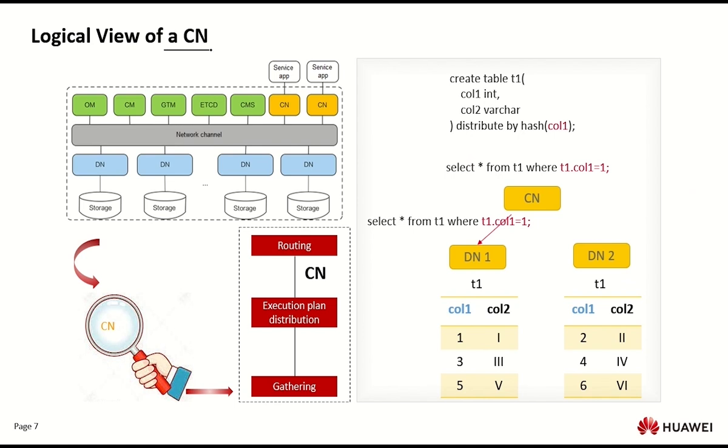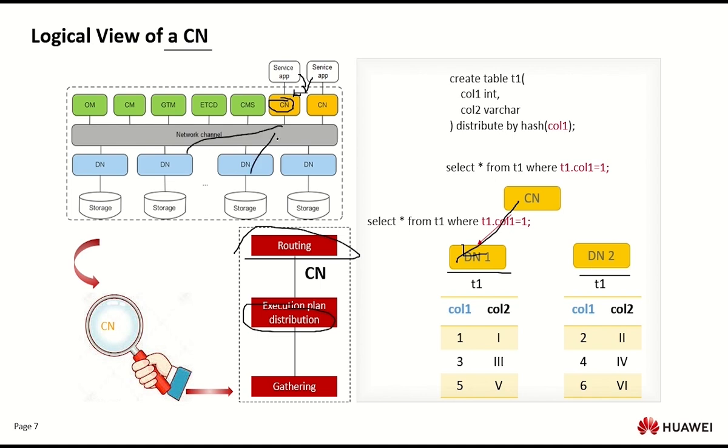The coordinator nodes have three main functions. The first function is to receive the request from the client side. Once the request is received, it will generate the execution plan. Once the execution plan is generated, the CN will distribute the SQL statement to the data nodes which need to be processed.